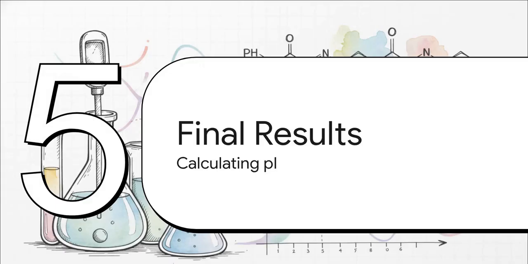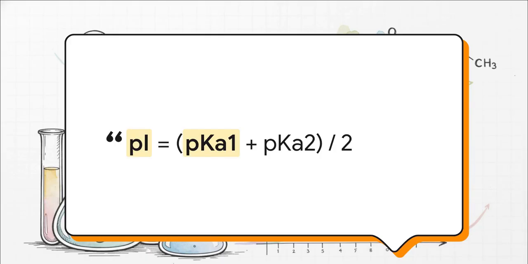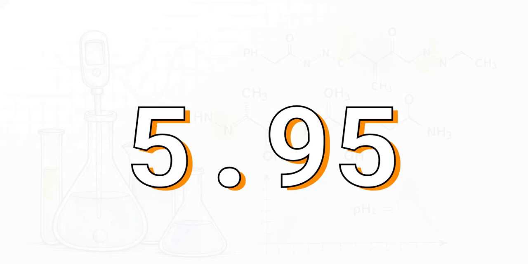And finally, Section 5, calculating the final results. Now, calculating the isoelectric point for glycine is honestly quite elegant. Because we're dealing with exactly 2 ionizable groups, finding the exact pH where the molecule has 0 net charge is as simple as finding the mathematical middle ground. We just take the average of our 2 newly discovered pKa values. Let's crunch those numbers real quick.